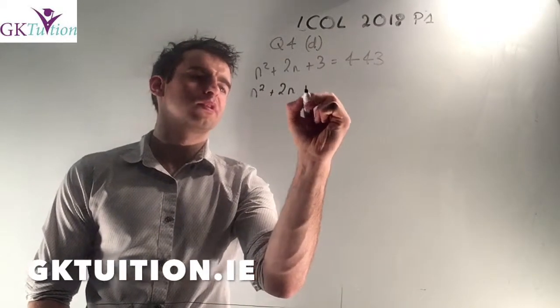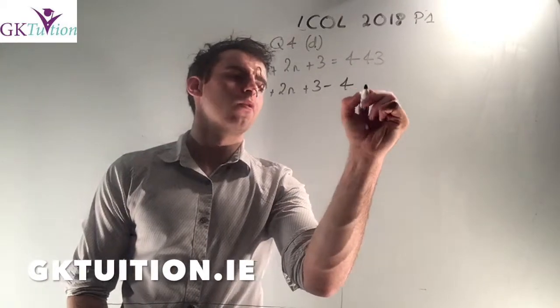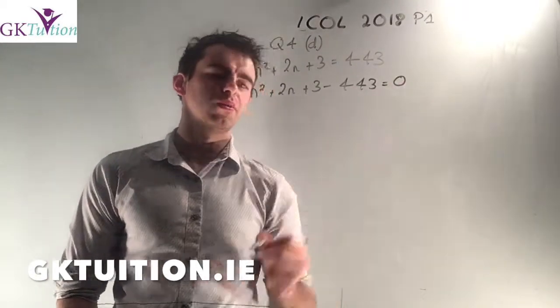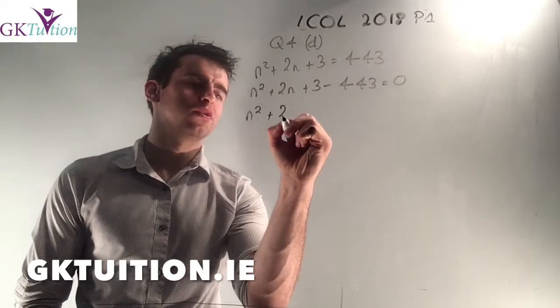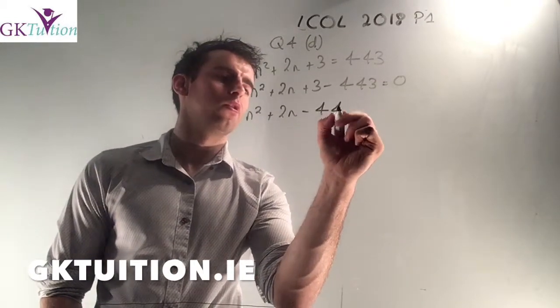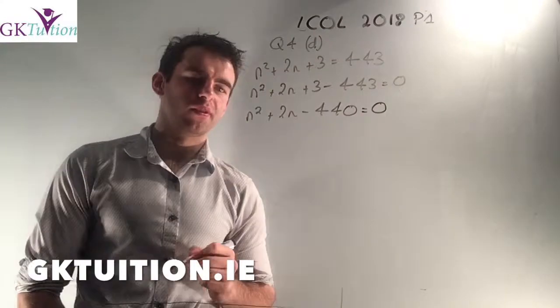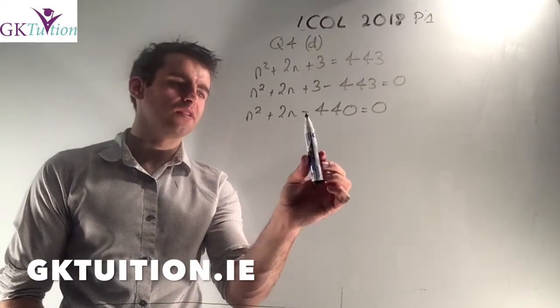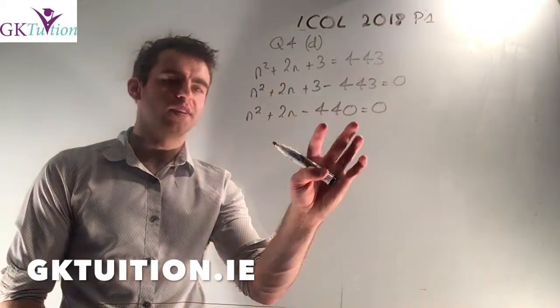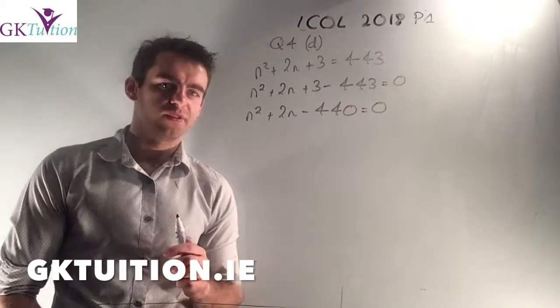So that means you're going to bring everything to one side and you're going to try and factorize it. So it's n squared plus 2n plus 3 minus 443 equals 0. Which means if you simplify this fully, you get n squared plus 2n minus 440 equals 0. Now if there's a minus at the end, you need to use the factors, numbers that multiply to give you 440 and have a difference of 2.